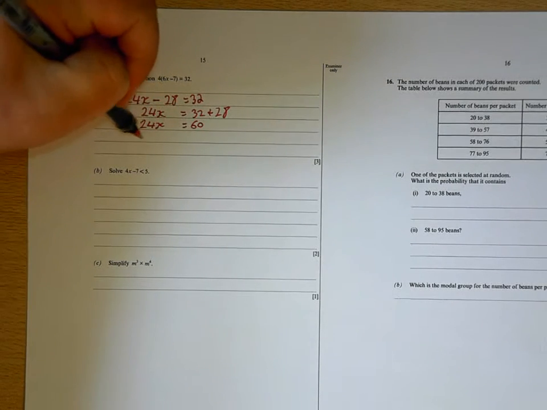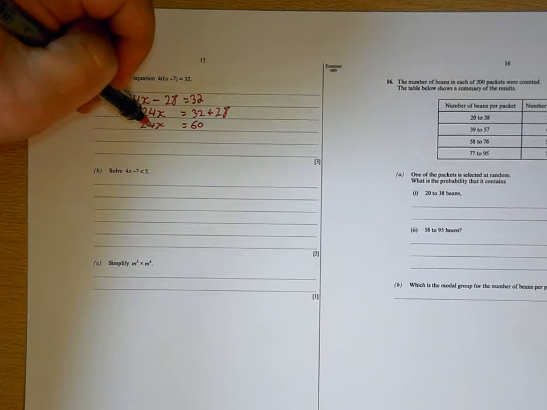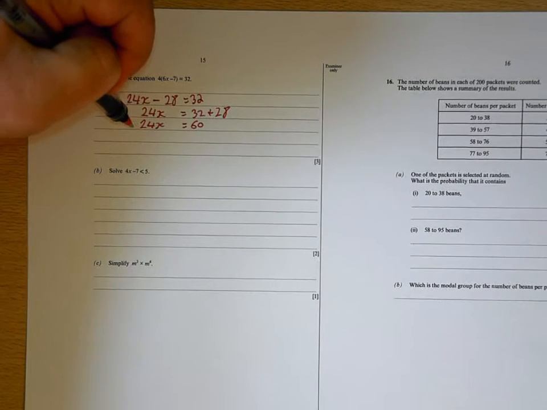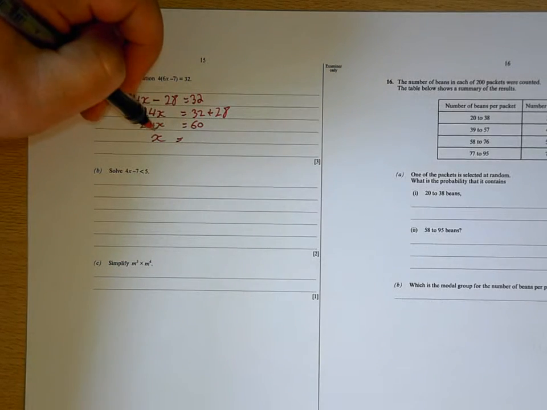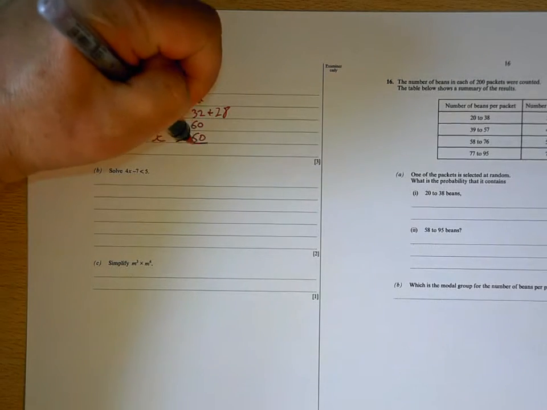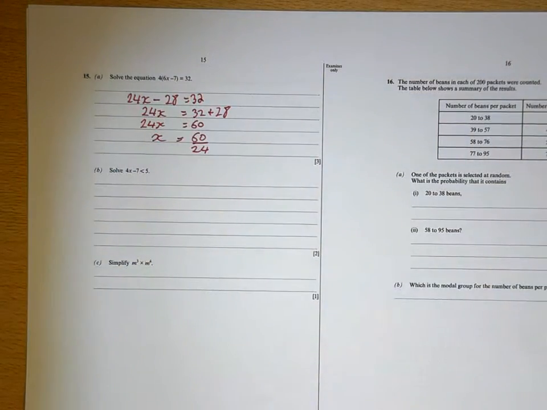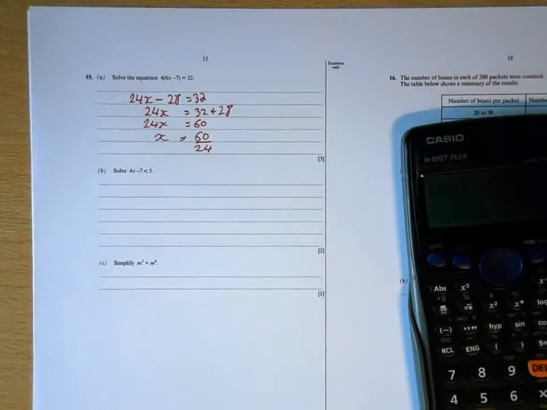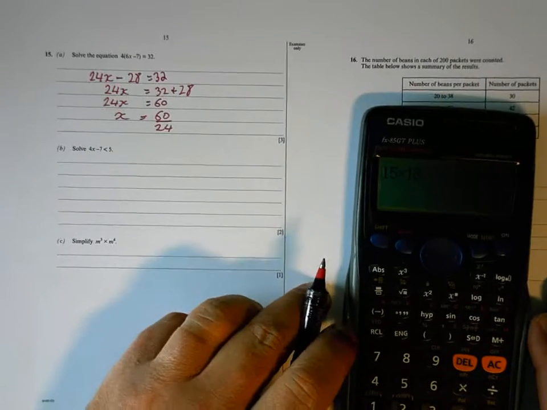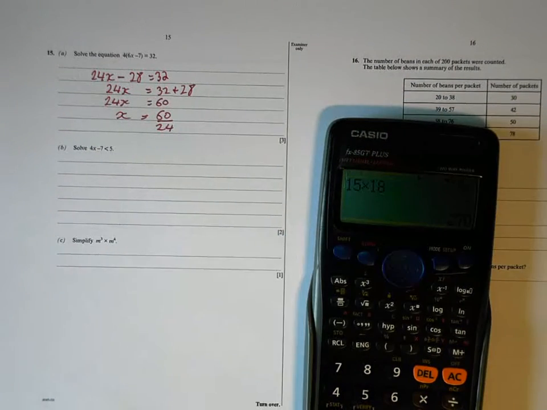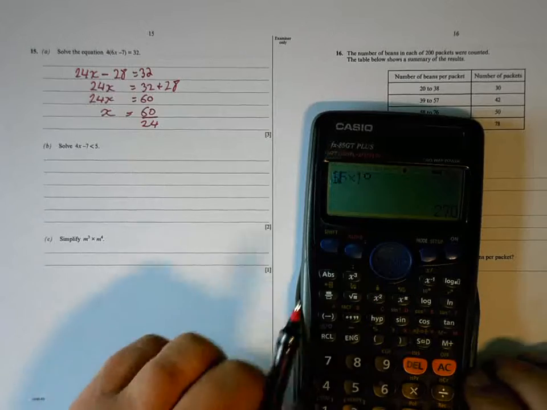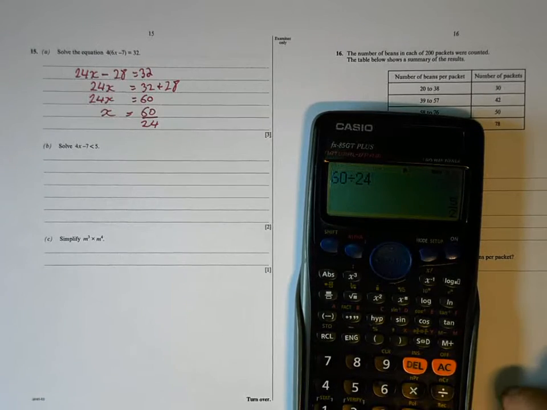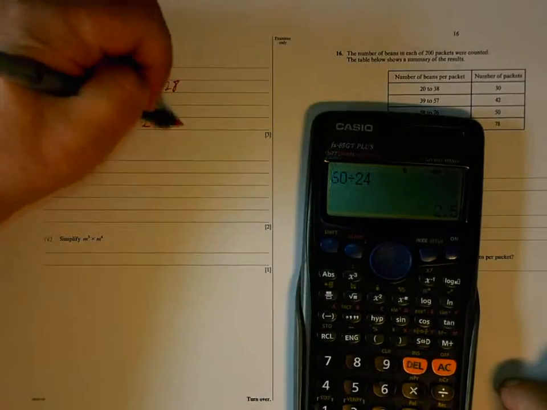And then to get the x on its own, the 24 and the x are joined by a multiply. So in order to undo a times by 24, I have to divide by 24. Divide that side by 24, I've got to do the same there. In algebra, divide is over. So coming back onto the screen here, we've got 60 divided by 24 which is 5 over 2 or 2.5.